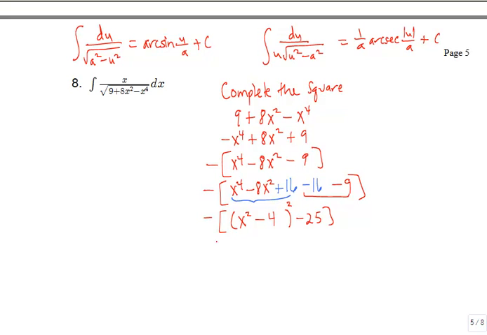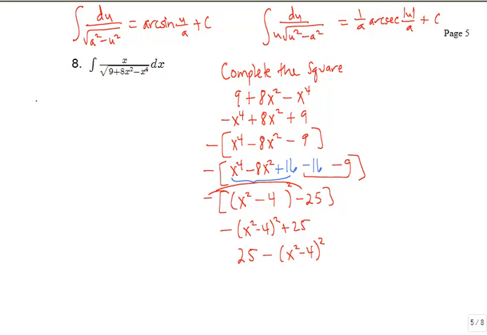Now if we redistribute our negative across, I'm just going to put the minus in front of my parentheses like this, and then I'm going to change the sign of my 25, and just to make it look cleaner, let's put the 25 first minus the x squared minus 4 quantity squared. So this denominator is now the square root of 25 minus the quantity x squared minus 4 quantity squared dx. So this is now a difference of two squares. This is going to be my a squared, this is going to be my u squared.